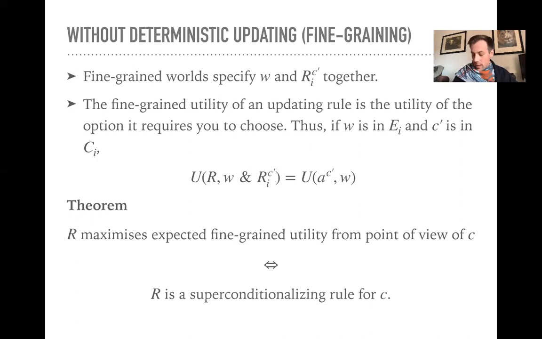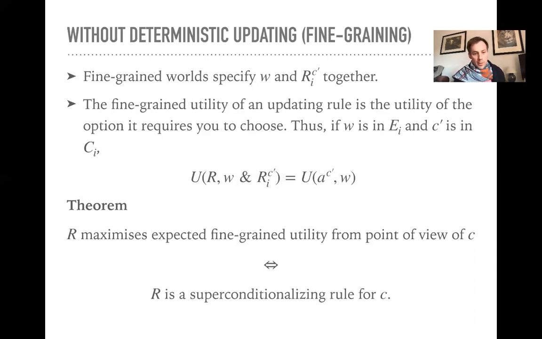Good, okay, so in this fine-graining response, we're going to specify both of those things. And then once you specify both of those things, if you fine-grain the worlds in those ways, then suddenly the utility is well defined again. What's the utility of an updating rule at a world where that world W is fine-grained by also specifying that you receive evidence Ei and respond by picking credence function C prime? Well, it's going to be whatever the utility is at that world of the option that C prime leads you to choose faced with the decision problem.